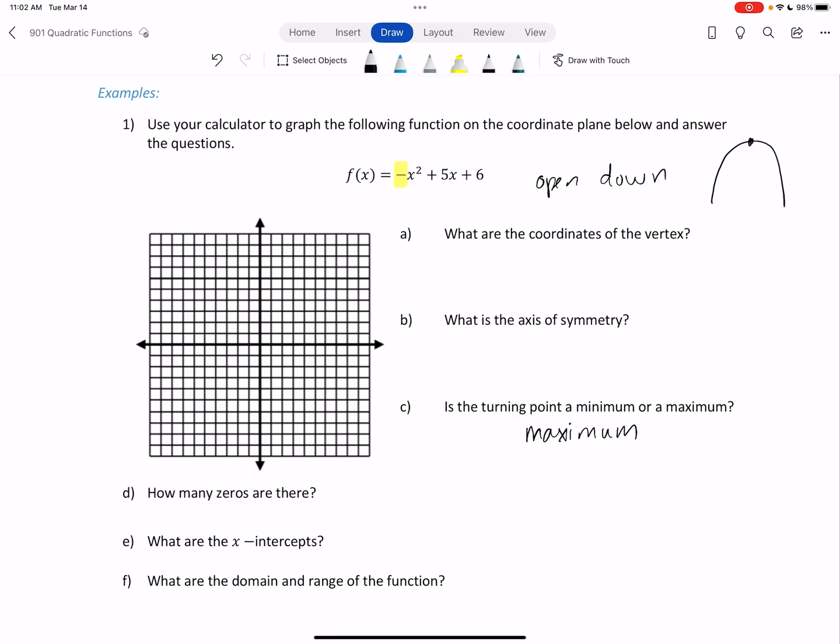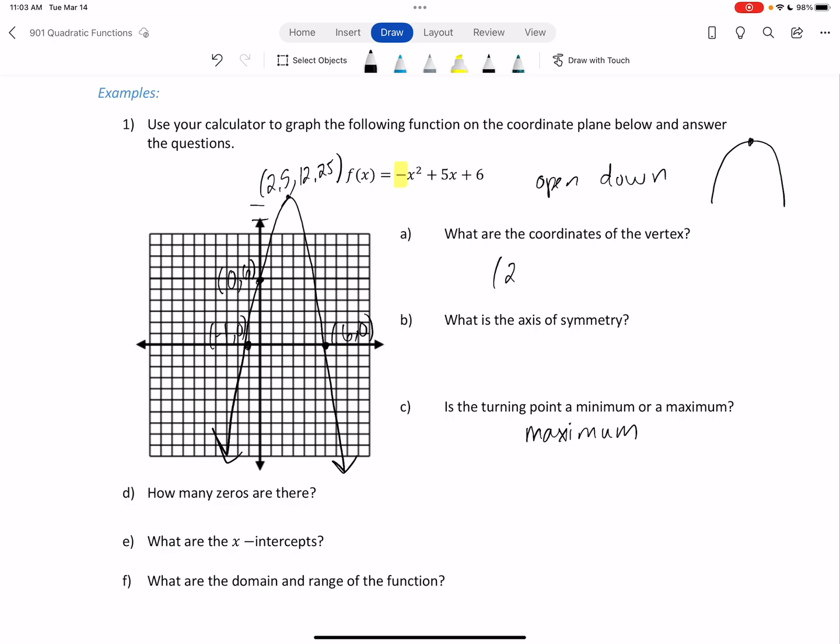I'm going to put the vertex up here. Let's see, 1, 2, 3, 4, 5, 6, 7, 8, 9, 10, 11, 12. There. 1, 2, 3, 4, 5, 6. Negative 1. 1, 2, 3, 4, 5, 6. So it looks a lot like that. This was 2.5, 12.25. This was 0, 6. This was 6, 0, and negative 1, 0.